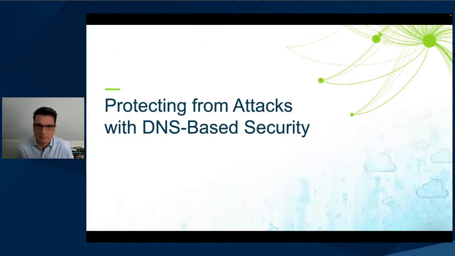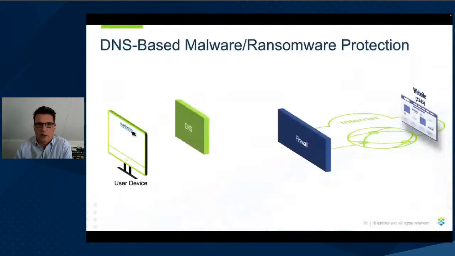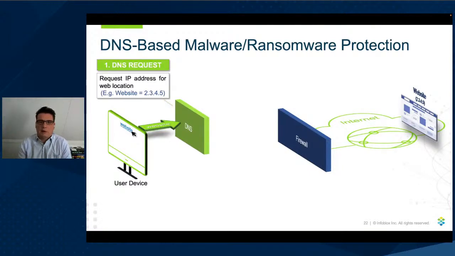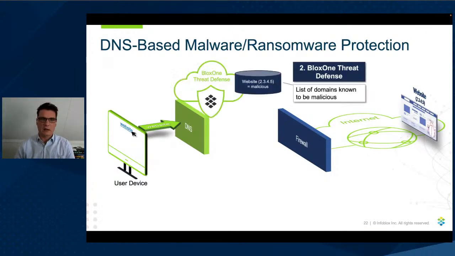Let's do it again. This time, we will see how DNS-based security can provide protection from these attacks. The steps are exactly the same as in the previous example. The user is tricked into clicking on a link. The user device sends a request to the DNS server asking for the IP address, the same IP address 2345. But in this case, the DNS server is connected to the Infoblox BloxOne Threat Defense cloud, that can be used with Infoblox DNS.